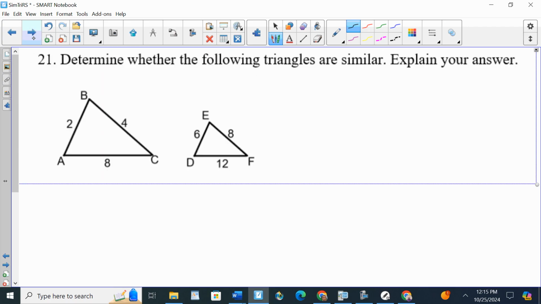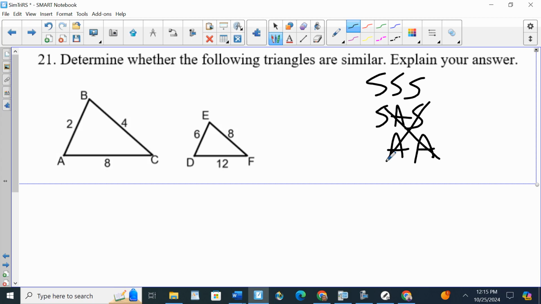Determine whether the following triangles are similar. Well, there's 3 methods. There's SSS, SAS, AA. The S's mean that sides are in proportion. The A means that angles are congruent. So, based on this information, the only possible one it could be is SSS, because all that they're giving me is 3 pairs of sides.